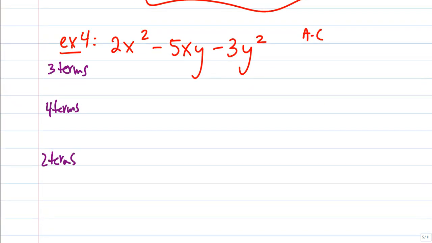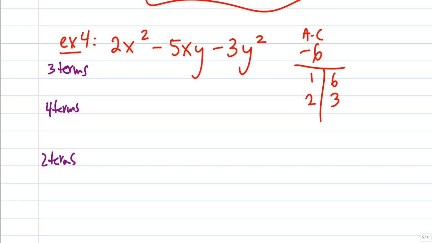A little more complicated with all these x's and y's. Don't freak out about it. It's going to follow the same process. Like I said, these are going to get a little harder. But our AC, 2 times negative 3, how about negative 6? I want to make a 5. 1 and 6 or 2 and 3. Well, either one could make a 5, so be careful.